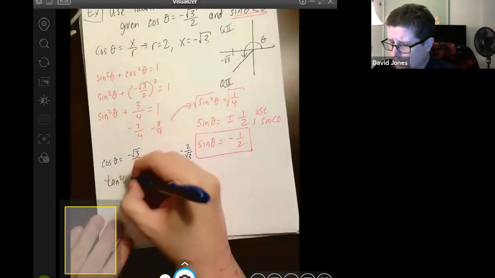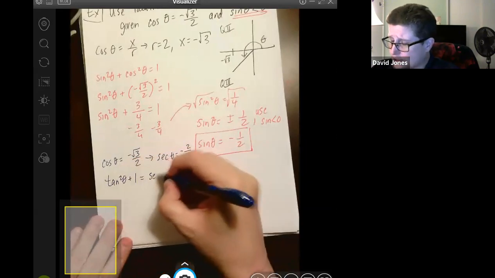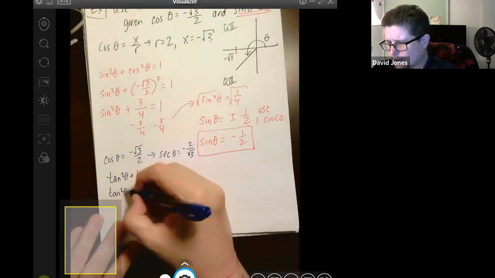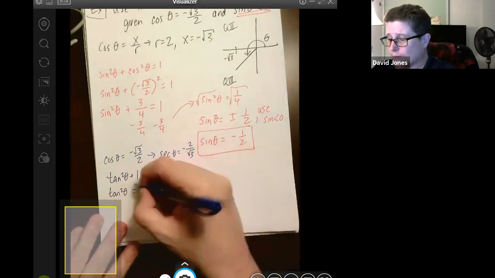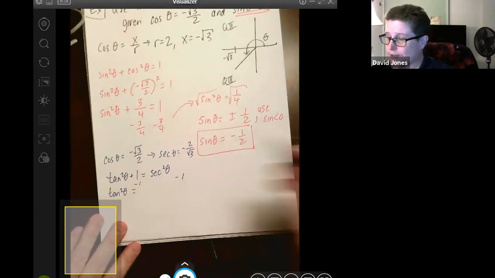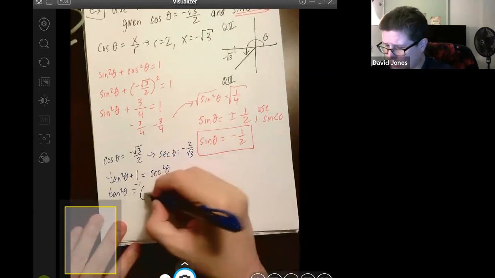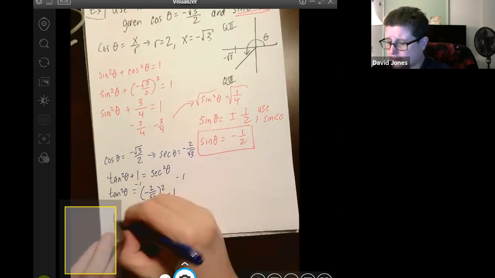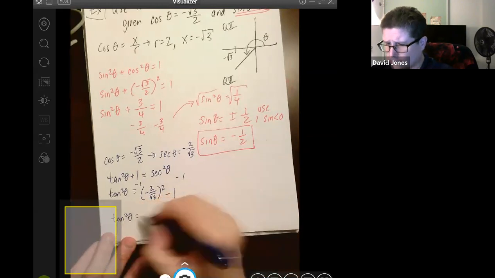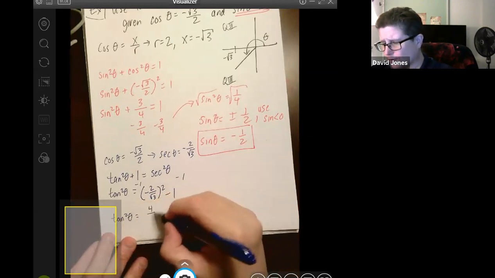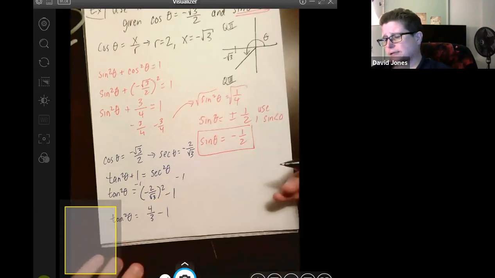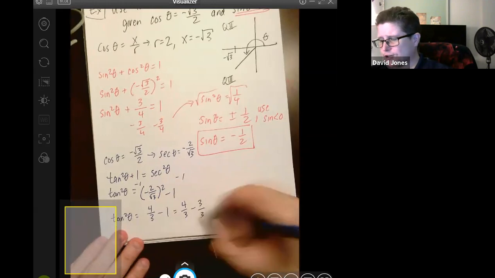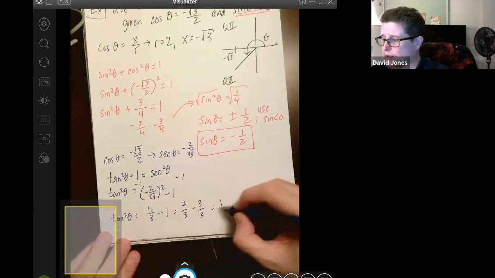Tangent squared theta plus 1 equals secant squared theta. Tangent squared theta equals, I'm going to subtract 1 from both sides as I put secant squared in, negative 2 over root 3 squared minus 1. Four over 3 minus 1. Need a common denominator. 1 turns into 3/3. So this is 1/3.